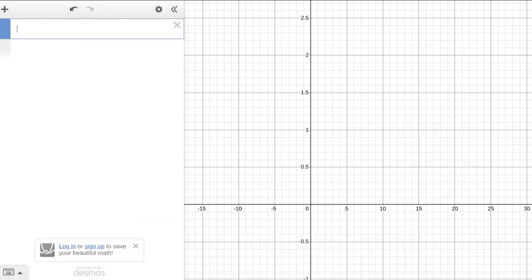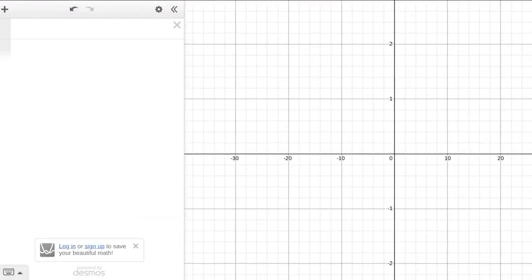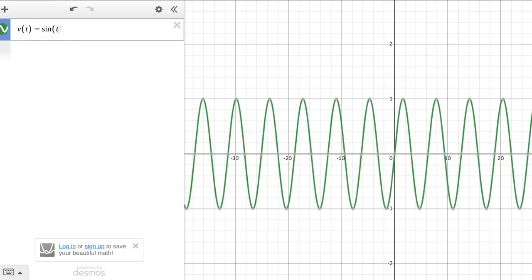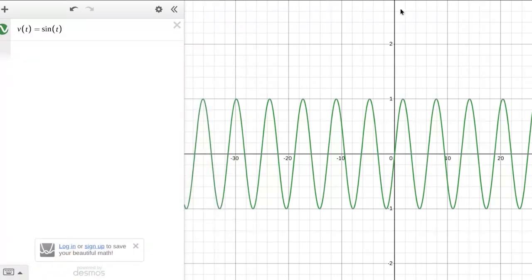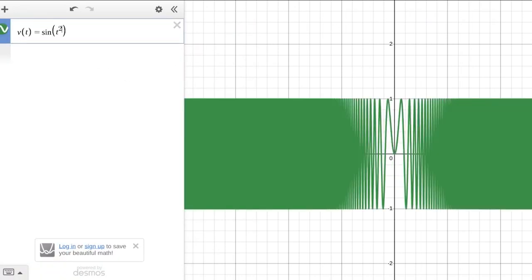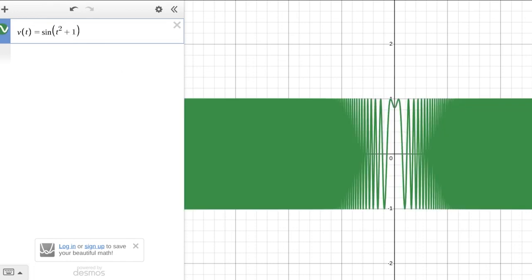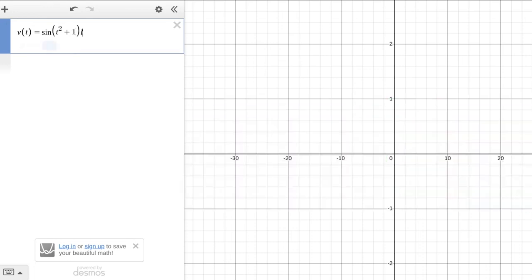So the function that we're going to be working with, I'll type that in over here, v of t equals sine of t squared. Oops. Let's get back over there. Sine of t squared. Ooh, look at that graph. That's kind of interesting. Plus 1. Ugh. times the natural log of t.